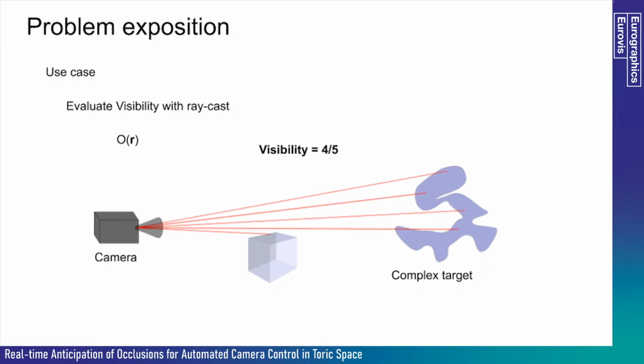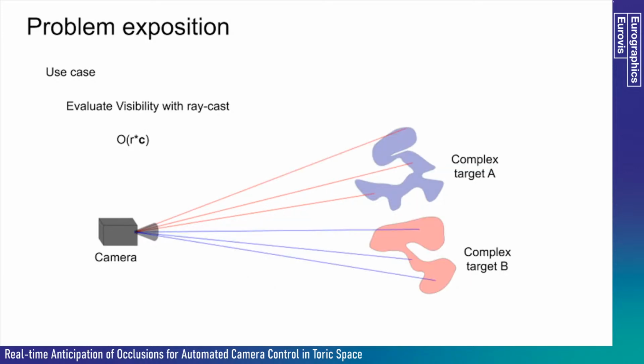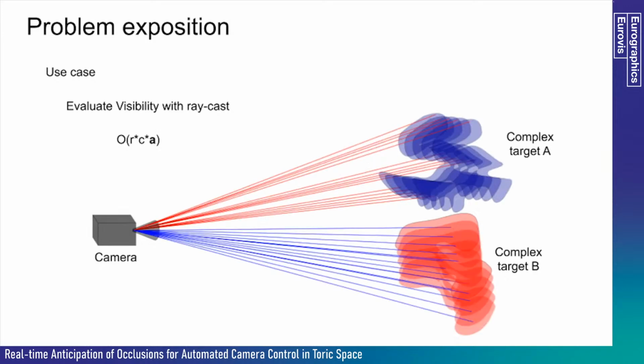That means the complexity of our visibility estimation is the number of rays we launch. And if we need to see more targets, we also need to multiply the number of rays by the number of targets. And this provides an evaluation at time t. But the scene is dynamic, so to know their future visibility, we again need to multiply by the number of frames we anticipate on. And this for a single camera configuration.